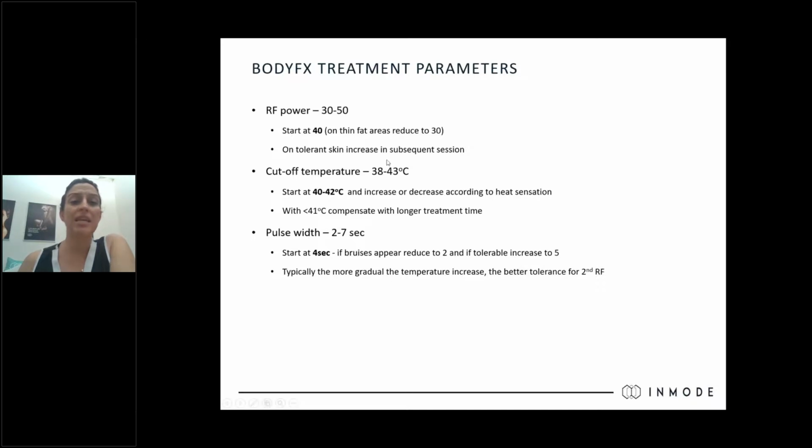Again, here are a set of recommendations of parameters. Anything between, I would say, start at 40. That's a good recommendation, and you can increase it from there slowly. We kind of covered that already.